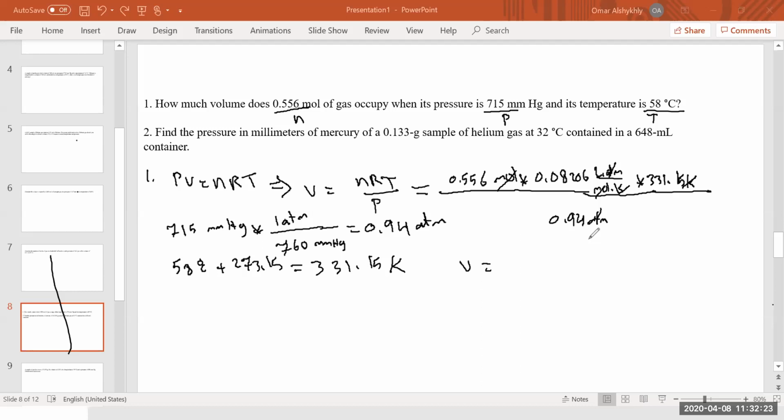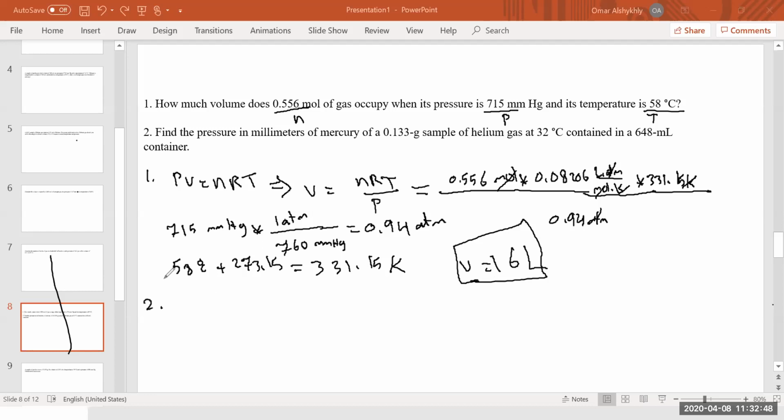Do the math, quickly here: 0.556 times 0.08206 times 331.15. Now the result divided by 0.94, we will get 60. So here will be approximately 60 liters.